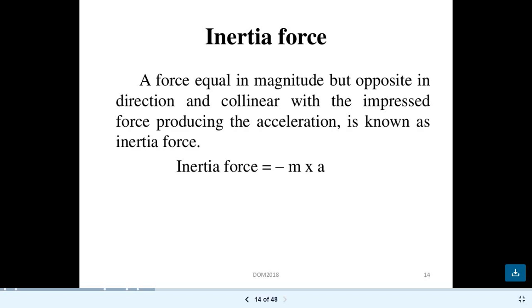So the body starts to move, and what will happen? In the opposite direction, a resistant force will start. That force will be equal and opposite to the force applied on the body. That imaginary force is called inertia force. Normally the force applied on the body is F equal to ma, mass into acceleration. So this inertia force will be equal and opposite in direction. That's why we apply the same ma, but the minus sign indicates the opposite direction.